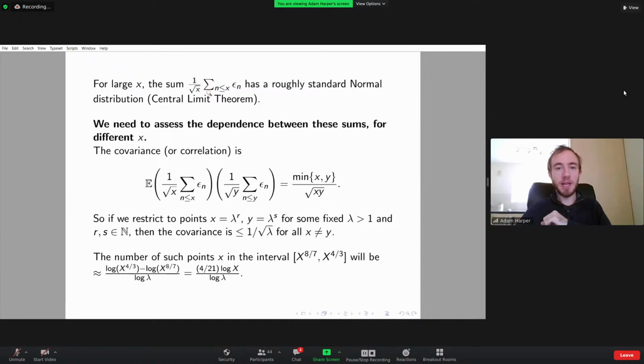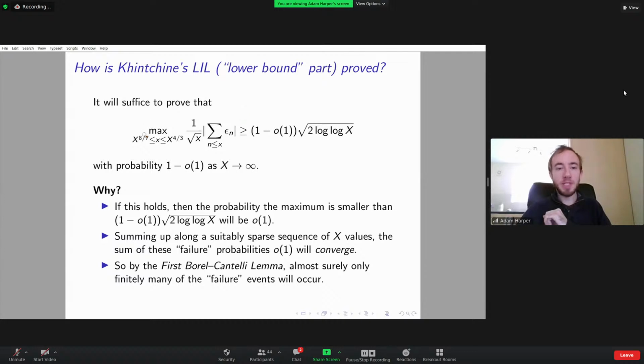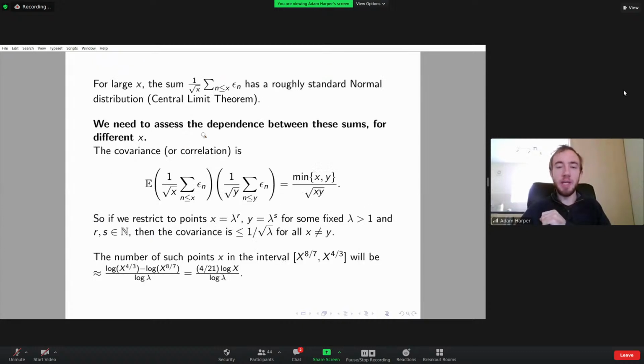So if you just fix an x, this rescaled sum, by the central limit theorem, has a roughly Gaussian distribution, a roughly normal(0,1) distribution. And we know everything about a single Gaussian variable. But what we have here is the maximum of a bunch of these random variables corresponding to different little x. So we need to understand the relationship between these sums, as little x varies, as the endpoint varies. We need to understand the dependence between these sums.